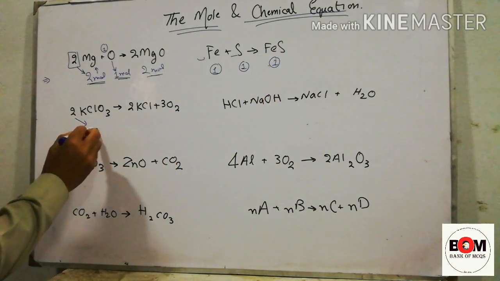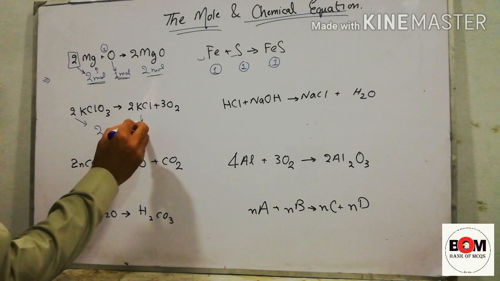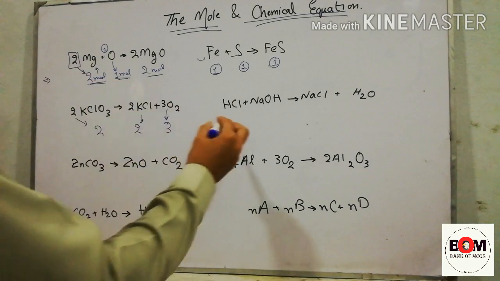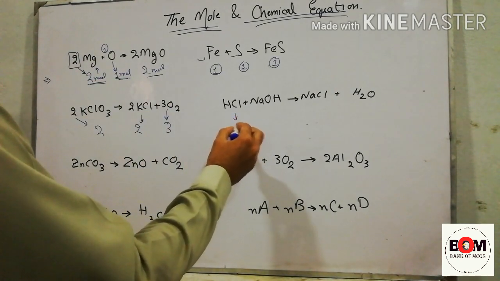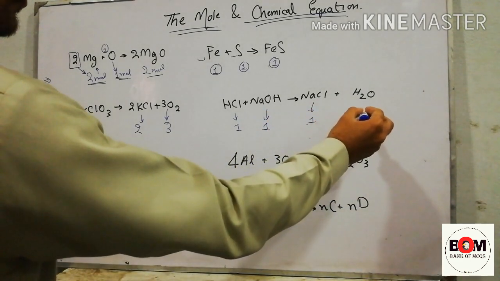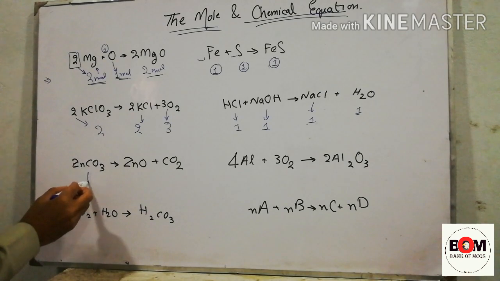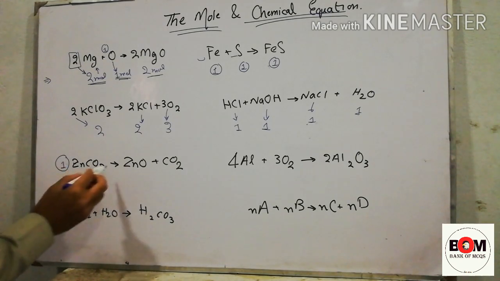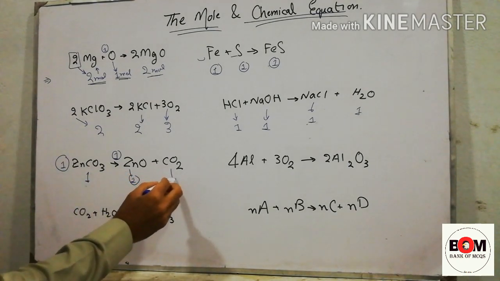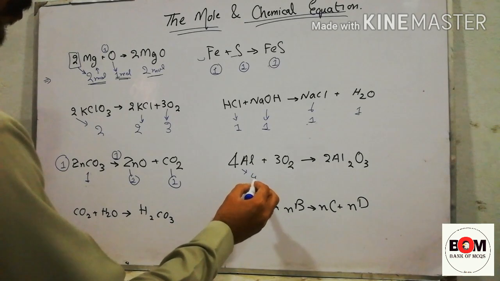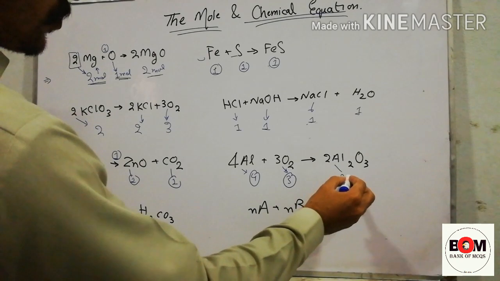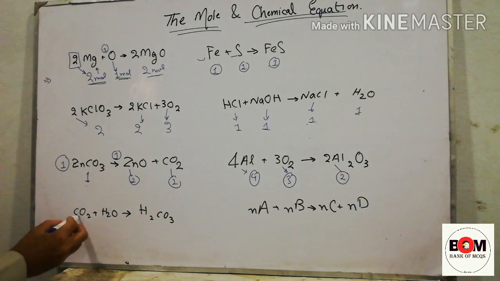In this way, 2 mole KClO3 decompose and form 2 mole KCl with 3 mole oxygen. And in a neutralization reaction, 1 mole HCl reacts with 1 mole NaOH and forms 1 mole NaCl and 1 mole H2O. 1 mole ZnCO3 forms 1 mole ZnO and 1 mole CO2. Now 4 mole aluminium react with 3 mole oxygen and form 2 mole Al2O3, and so on.